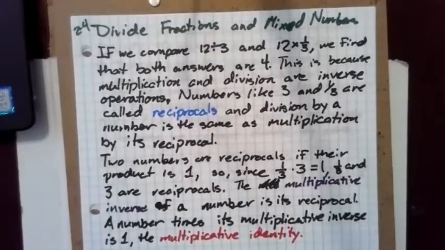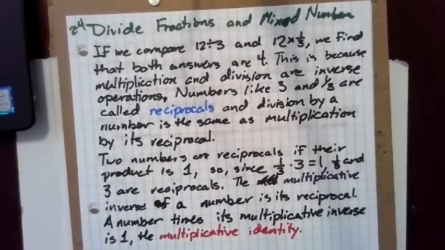In this video, we'll divide fractions and mixed numbers. If we compare 12 divided by 3 and 12 times 1/3, we find that both answers are 4. This is because multiplication and division are inverse operations.